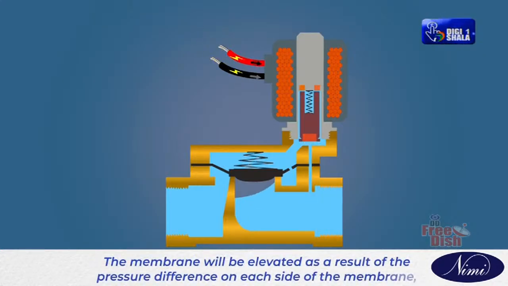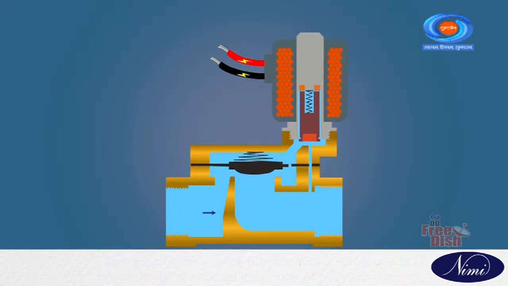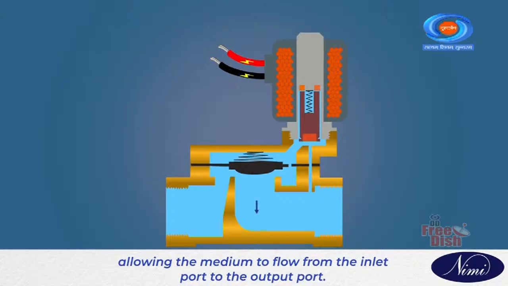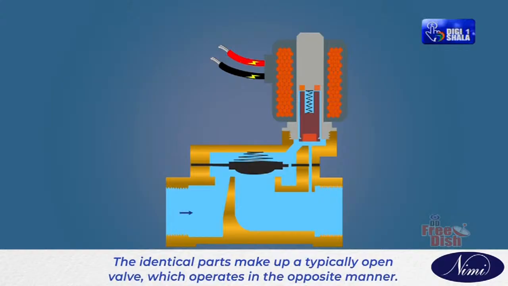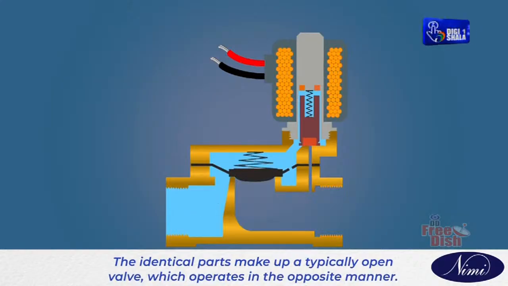The membrane will be elevated as a result of the pressure difference on each side of the membrane, allowing the medium to flow from the inlet port to the output port. The identical parts make up a typically open valve, which operates in the opposite manner.